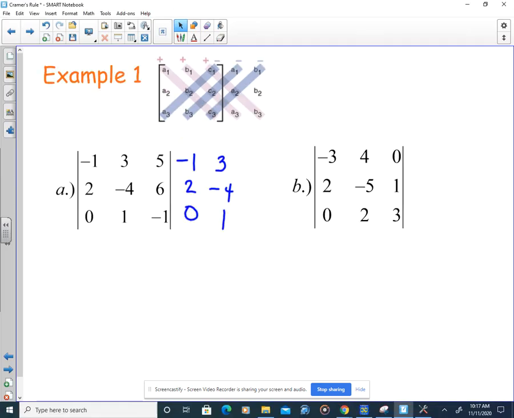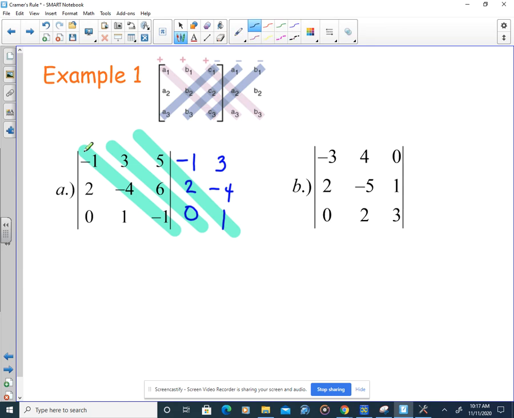I have a little technical difficulties here. Let's see if I can get a highlighter. So we're going to multiply these three numbers together. Then we're going to multiply these three numbers together. Then we're going to multiply these three numbers together. So let's start with our first one.